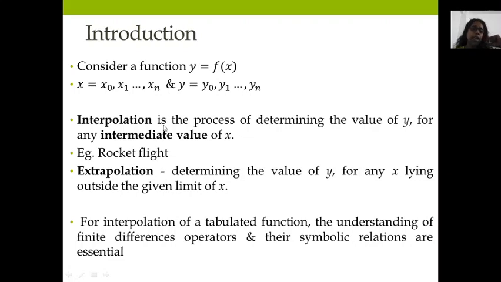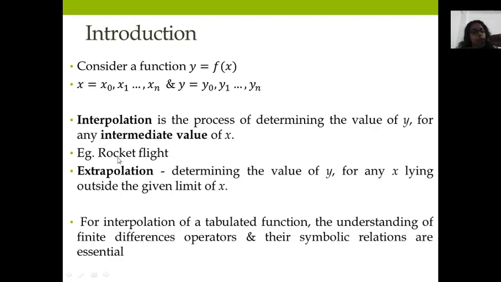For example, in the case of flight of a rocket, you can interpolate its trajectory. If you know the starting and ending points, you could get any of the locations of the rocket in between these 2 points. I hope you understood what is interpolation. That is finding the value of y at any intermediate value of x.